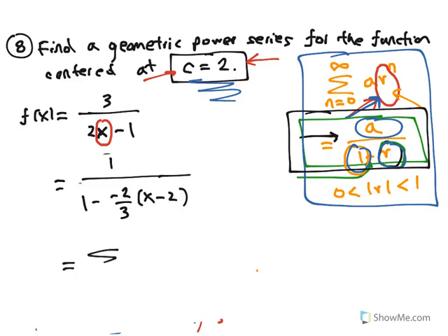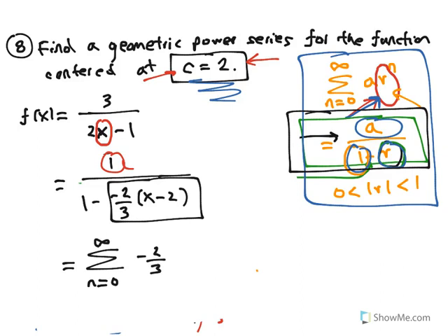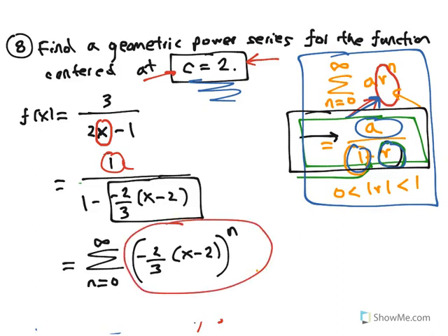So now we can write this is equal to the geometric power series from n is equal to 0 to infinity of a is 1, so I can either write 1 or not write anything, times r to the n. And this is, of course, r. So our r value is negative 2/3 times x minus 2, all of that to the n power. And if you choose to, you can work with what you have here and rewrite that in an equivalent form, or you can leave that as it is right now.